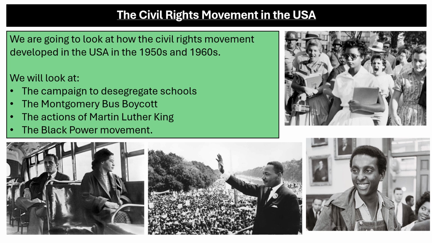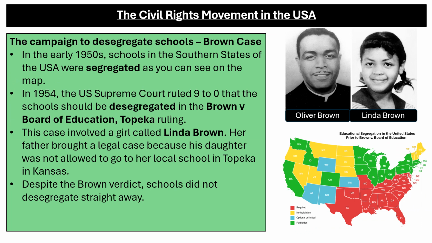So we're going to look at how the civil rights movement developed in the USA in the 1950s and 1960s. And we're going to look at the campaign to desegregate schools. We're going to look at the Montgomery Bus Boycott, the actions of Martin Luther King, and the Black Power movement. So we're going to talk about the campaign to desegregate schools.